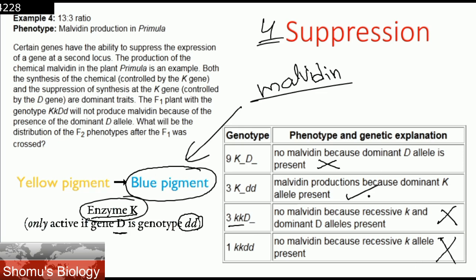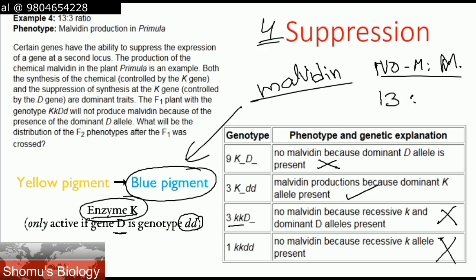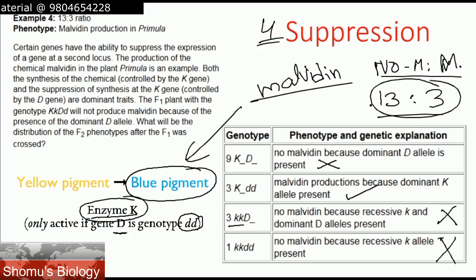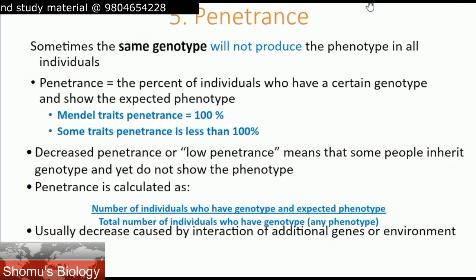So ultimately, what will be the ratio of no malvidin versus malvidin? No malvidin is 9 plus 3 plus 1, which is 13. Malvidin, 3. So the ratio becomes 13 is to 3. This will be the ratio. It is known as suppression because in this case capital D suppresses the expression of capital K.